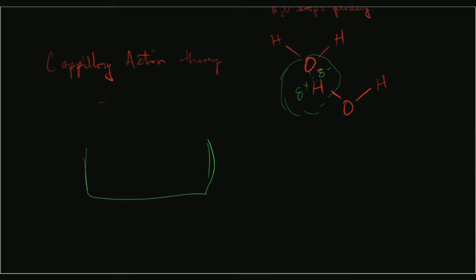Okay, so let's say we have this box, or this poor representation of a box. And then we had water in it. So we had this much water in it, just a bunch of water. And then we had this little tube, like this, and we don't have any water in it.